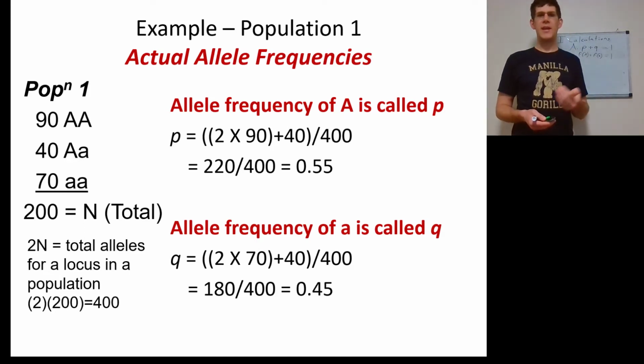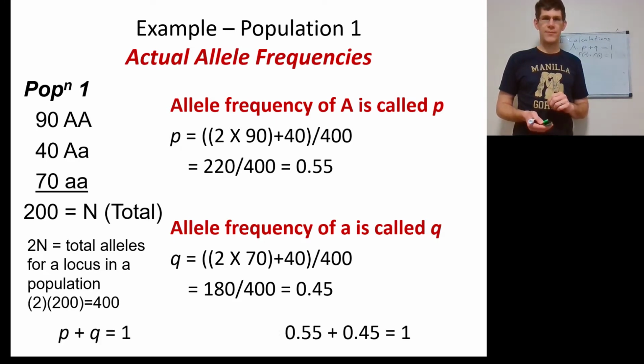Which is equal to 180 divided by 400, and yes, it is 0.45. You really need to check your math after this to make sure that p plus q does indeed equal 1, because if it doesn't, you done gone wrong. All right, so p plus q equals 1. There, check our math. Excellent.